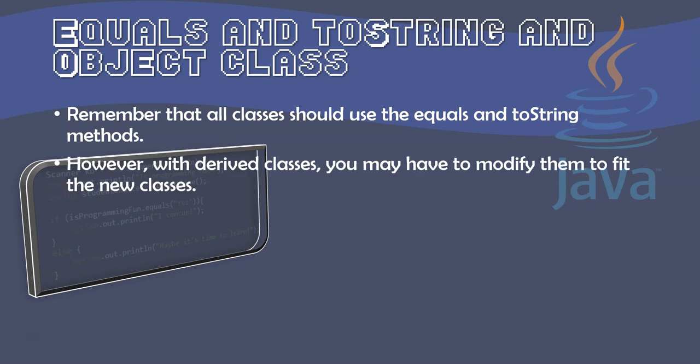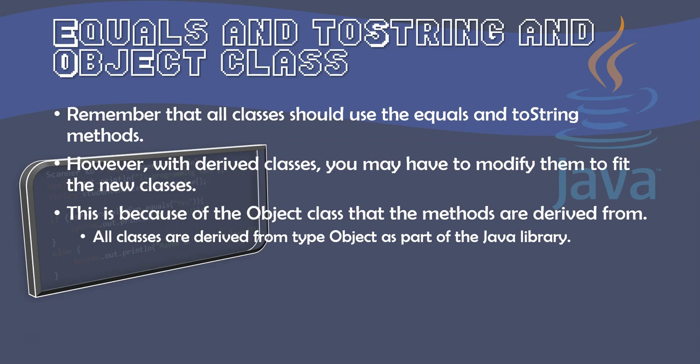Now, with derived classes, sometimes we do have to modify these methods a little bit to fit the new classes. So, for example, a derived class may have new variables that didn't exist within the base class, and so we have to say, hey, we've got a toString method that exists in our base class, but I need to override it for this derived class so that I can include those new parameters. Now, ultimately, the way this functions is because of the Object class, and the Object class has methods. Well, what are those methods? The main methods from the Object class are the equals and the toString methods.